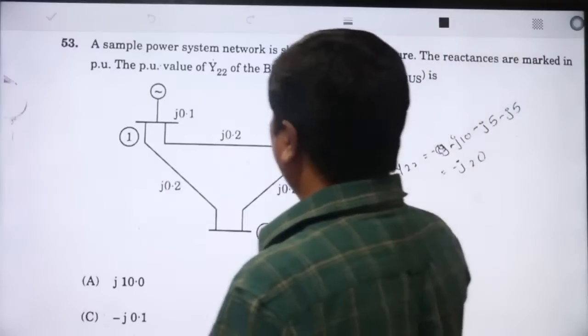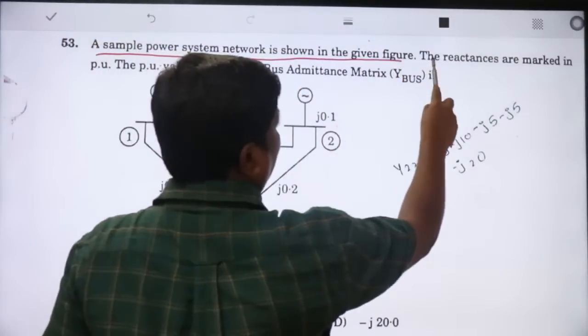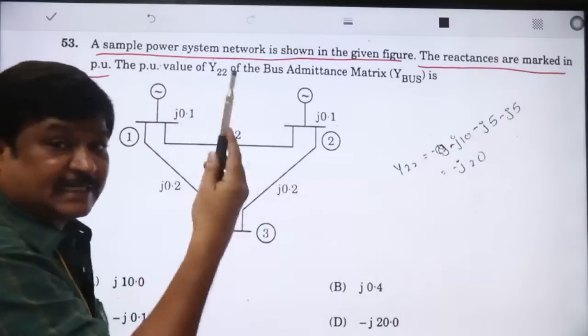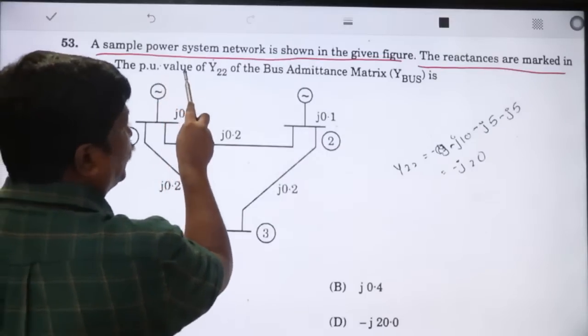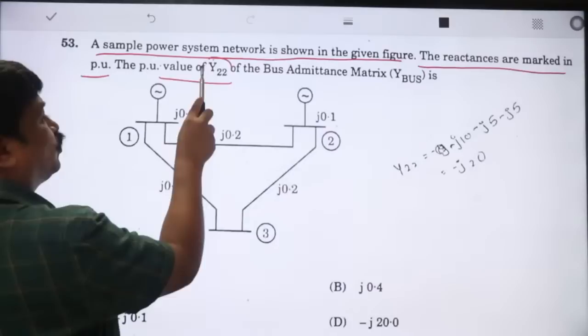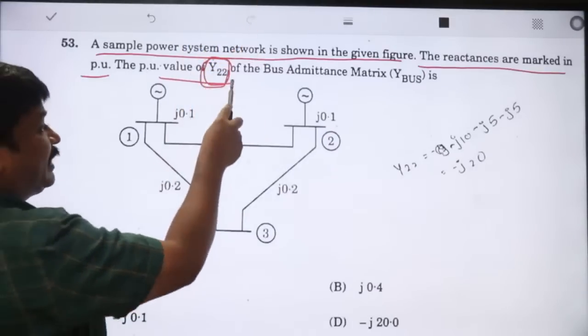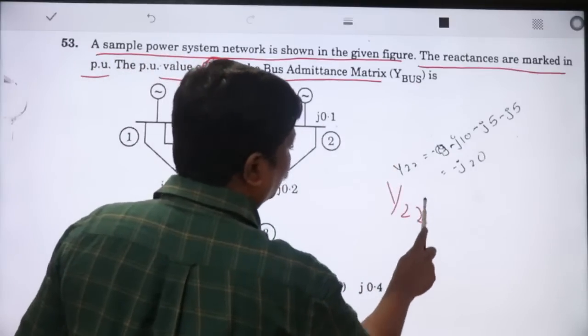So the network is given. A simple power system network as shown in the figure. The reactances are marked per unit. Here also reactances are given. The value of capital Y22, not small y22, capital Y22 of the bus admittance matrix, they want to find.